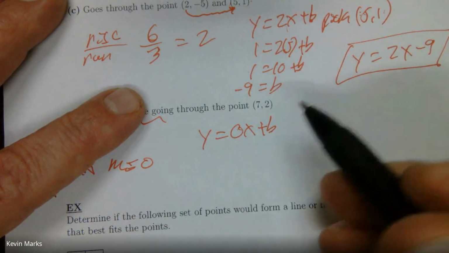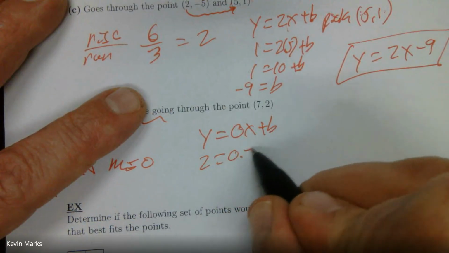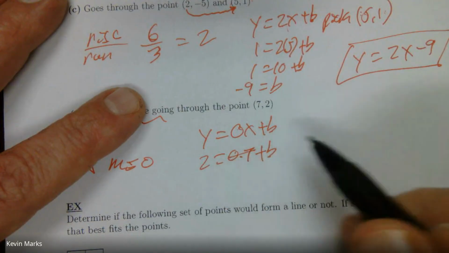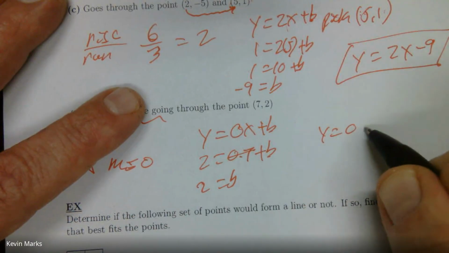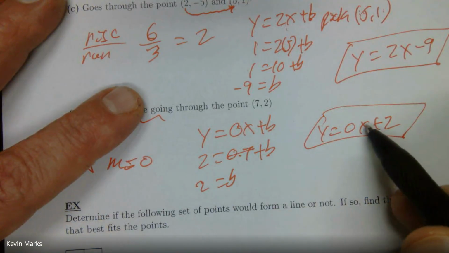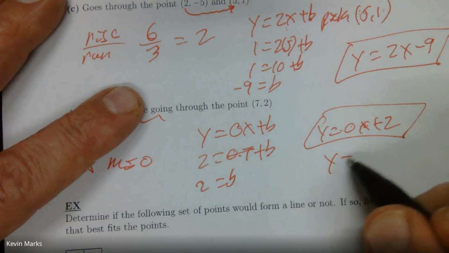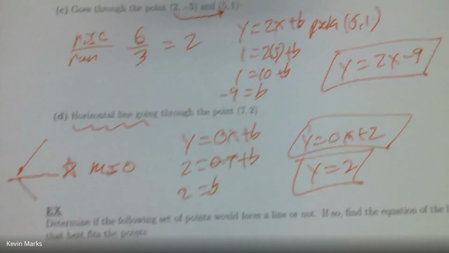You could do the same trick when x is 7. You better get 2 out for y, right? So 0 times 7 plus b better give me 2, right? Well, that's a 0. So basically, b's got to be 2. So you're looking at y equals 0x plus 2, which you could leave like that. But the point here is no matter what x is, 0 times x is going to be 0. Plus 2 is just 2, right? y equals 2. So you could simplify to that.